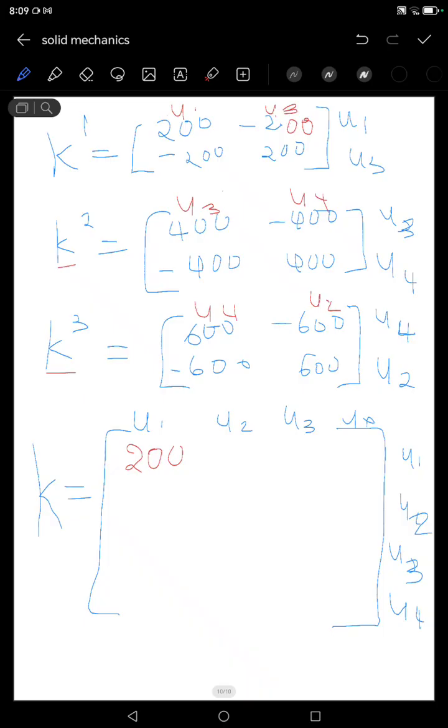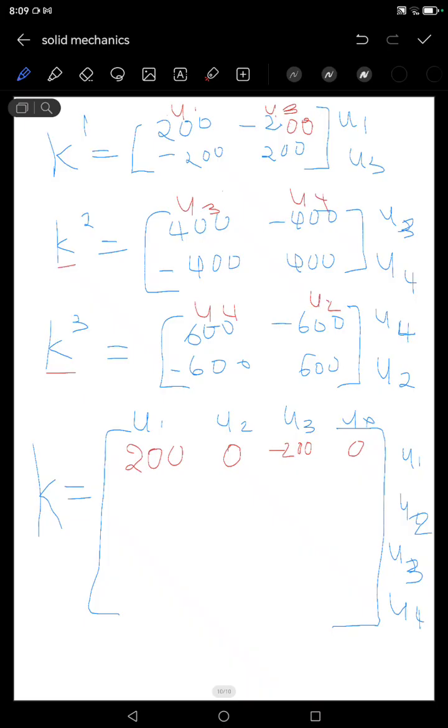Okay, so now U1 and U1, we have U1 and U1, which is 200. Do you have U1 and U2? Nope, we don't have U1 and U2, which means it's gonna be 0. Okay, and then do we have U1 and U3? Yes, we do have U1 and U3, which is negative 200. Do you have U1 and U4? Nope, we don't have U1 and U4, so it's gonna be 0.